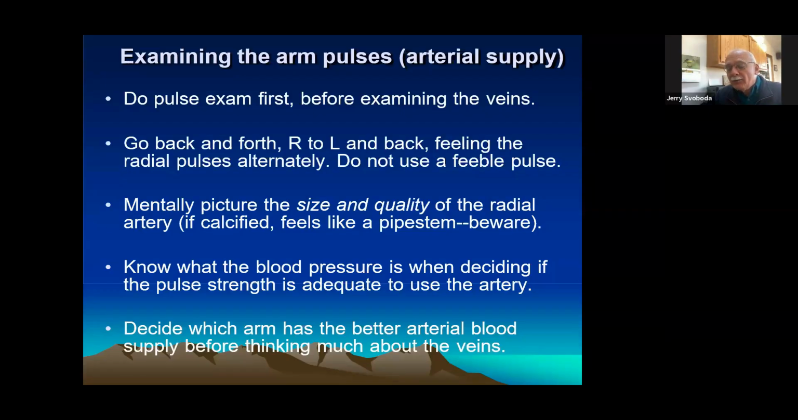If you feel the radial pulse, but it's feeble, and the patient has not just gotten off the dialysis machine, that's a problem because you need a fairly strong pulse. If you rate all the radial arteries you've ever felt in terms of pulse strength to 1+, 2+, and 3+, you want to have a 3+ or at least a 2+ strength of pulse to make an AV fistula. So decide which arm has the better arterial supply before you put too much thought into the veins.